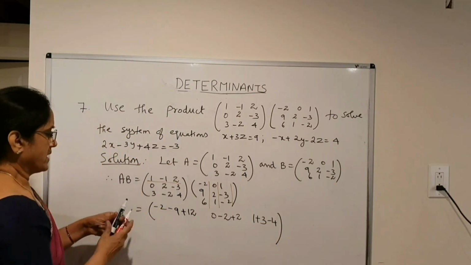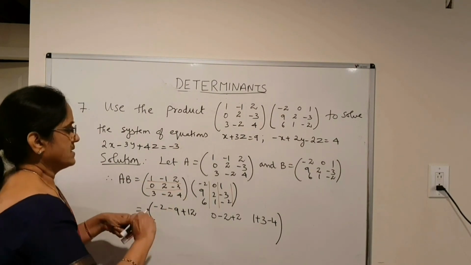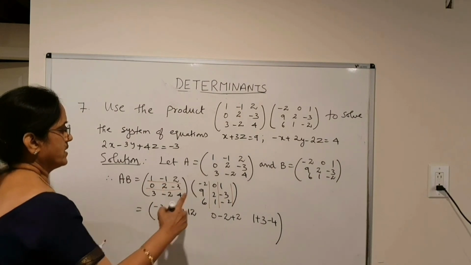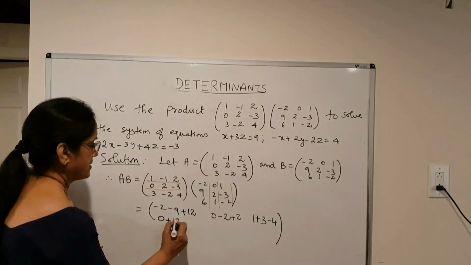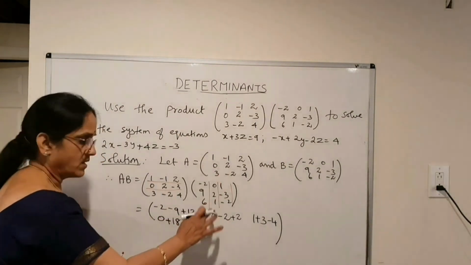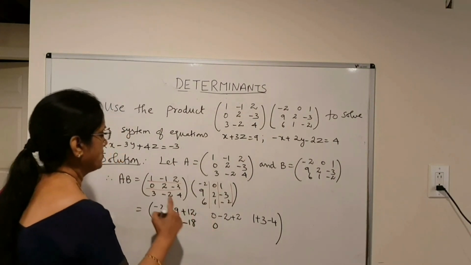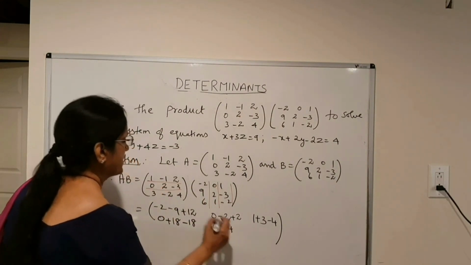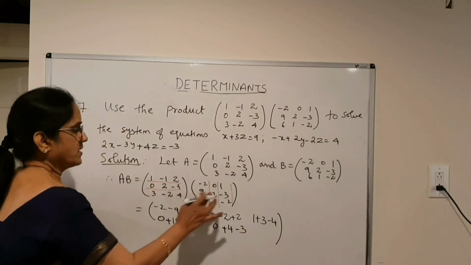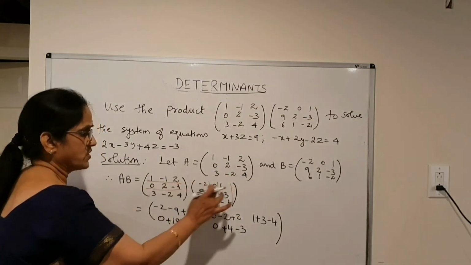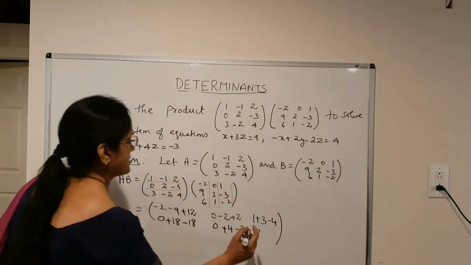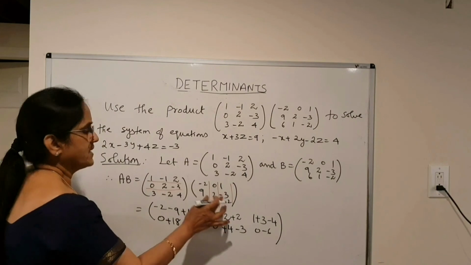Now, coming to the second row and considering the first column. Here 0 into minus 2, 0, then 2 into 9, 18, minus 3 into 6, minus 18. Then second row, second column, 0 into 0, anyway it is going to be 0, 2 into 2, 4, plus 4, then minus 3 into 1, minus 3. Then consider second row and third column. You will have 0 into 1, 0, 2 into minus 3, minus 6, then minus 3 into minus 2, plus 6.